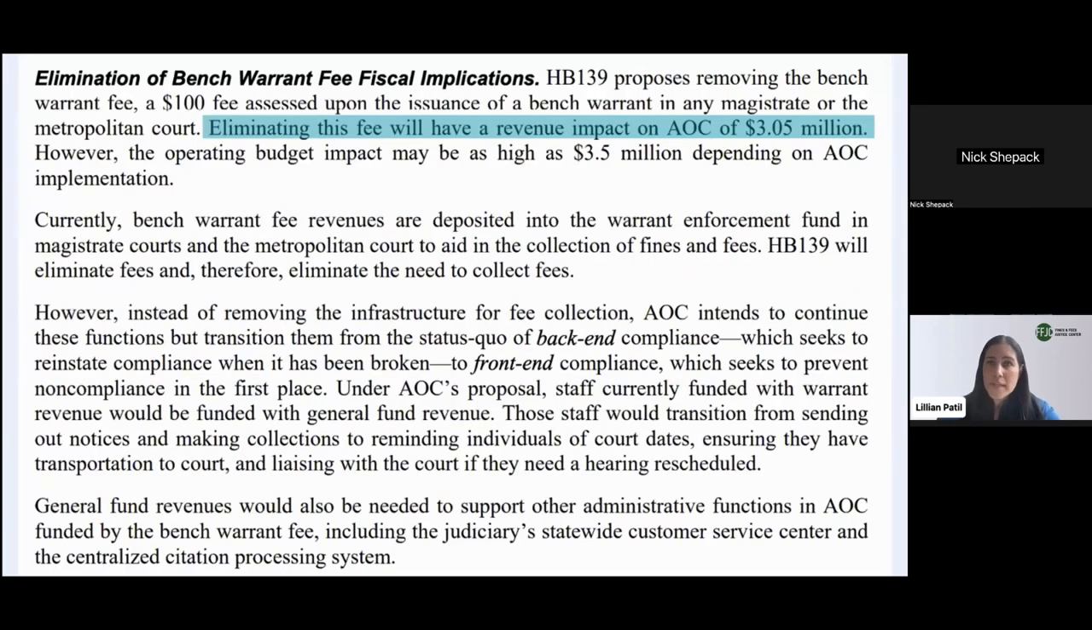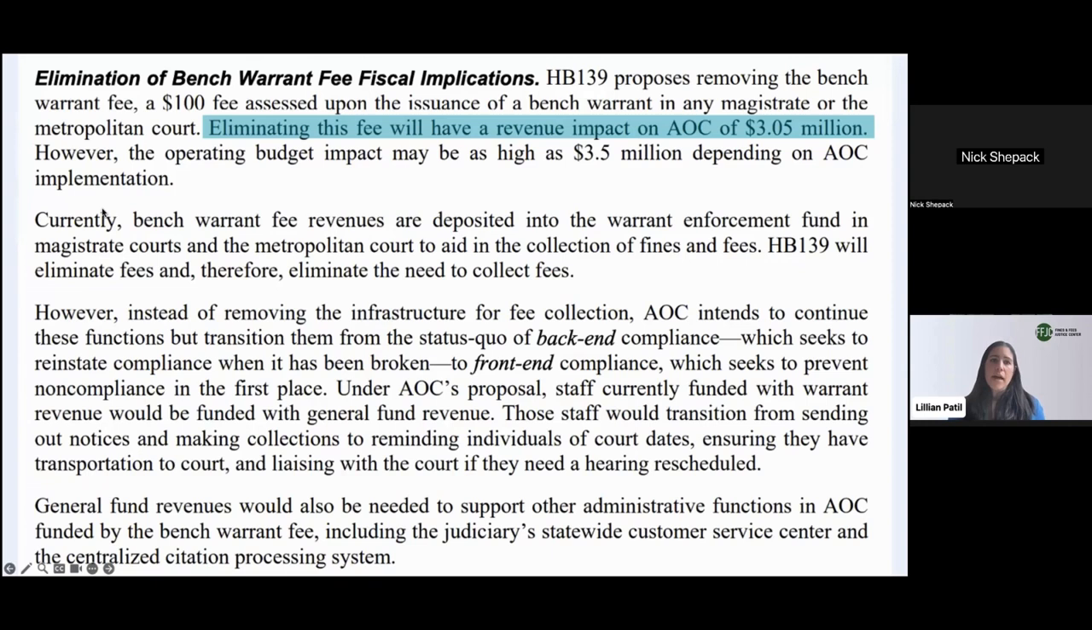Now we'll look at one more example around bench warrant fees. This was another fee that got eliminated in this bill, and it was a big one. It was a $100 fee that was assessed every time a bench warrant was issued by the courts. And this money was going directly to the courts.